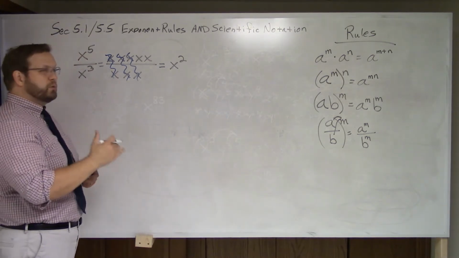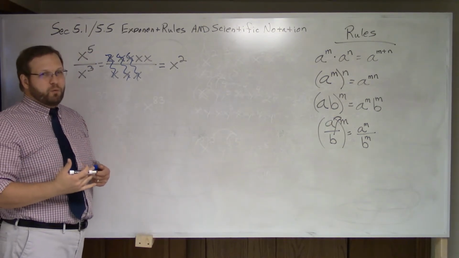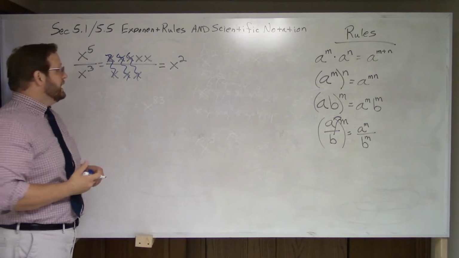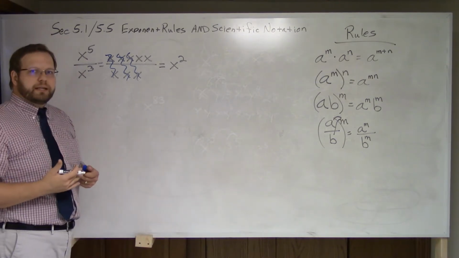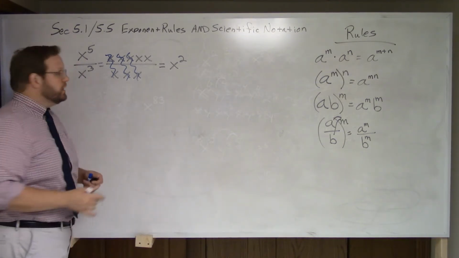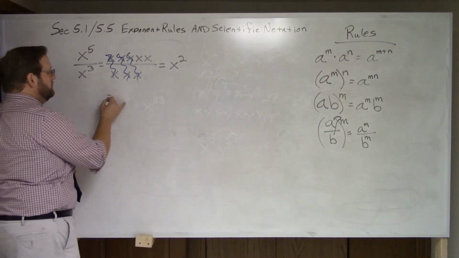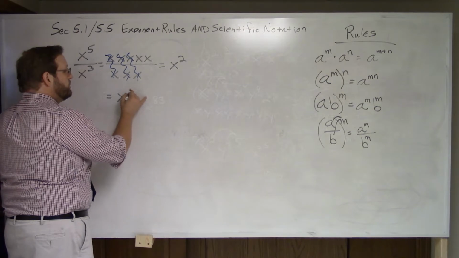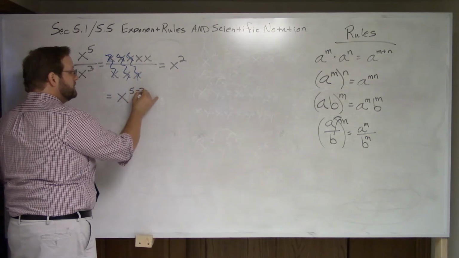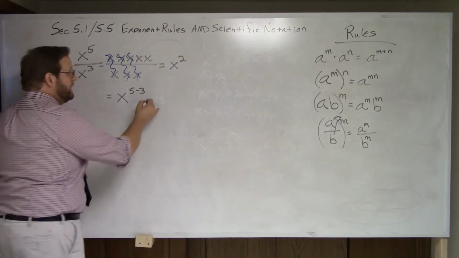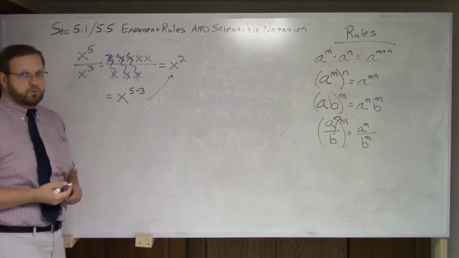You could have x squared over 1, but we typically don't write that 1 down. We just write the x squared. Now what's a quicker way we could have done that? We didn't have to write out all those x's. Notice the 5 and the 3. All we really needed to do was take the numerator exponent minus the denominator exponent. And that would give us the result we're looking for.